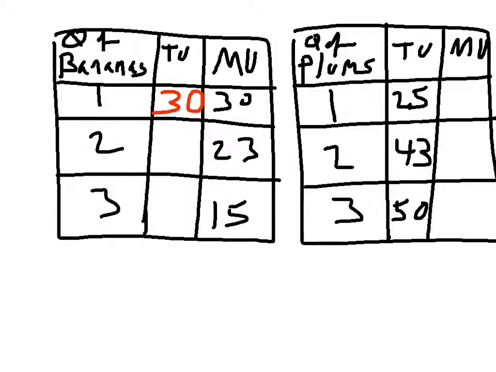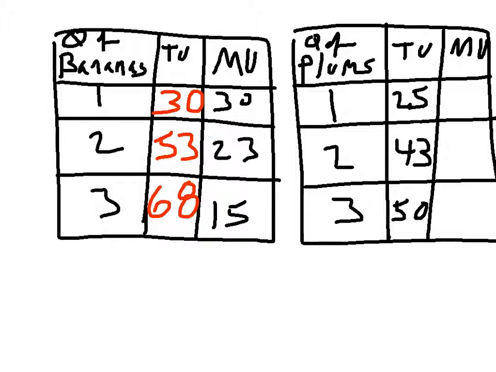To get the total utility from bananas 1 and 2, you'd add the marginal utilities, 30 plus 23, to get 53. And what is the total utilities from bananas 1, 2, and 3? Well, you'd add 30 plus 23 plus 15, and that would get you 68.